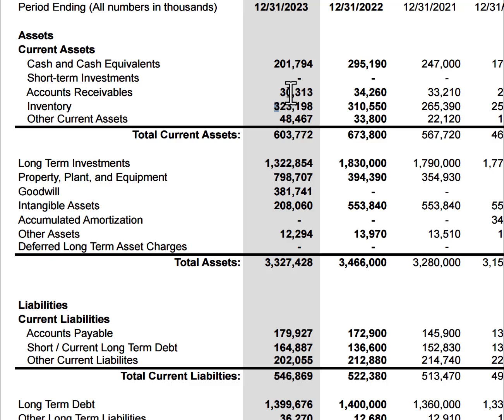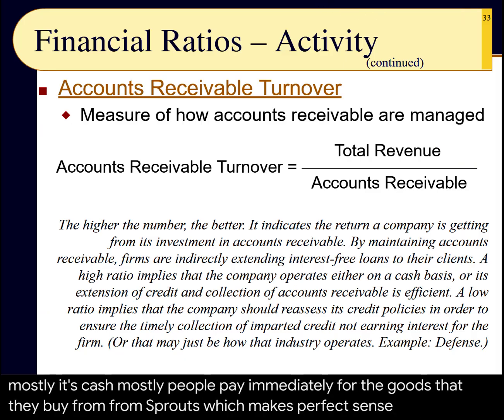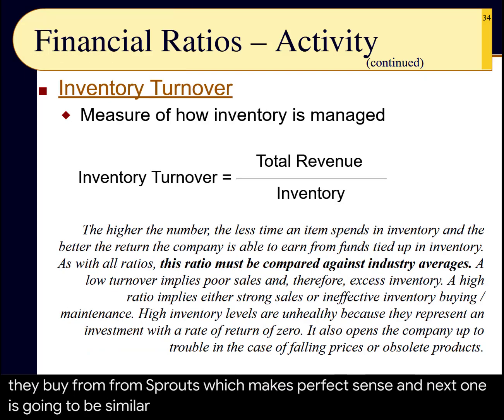Accounts receivable turnover is 225. So in other words, mostly it's cash. Mostly people pay immediately for the goods that they buy from Sprouts, which makes perfect sense. And the next one is going to be similar, but instead of the accounts receivable, we're going to take a look at the inventory.